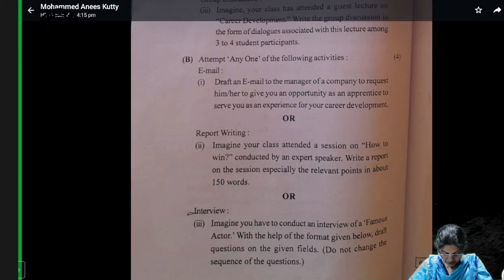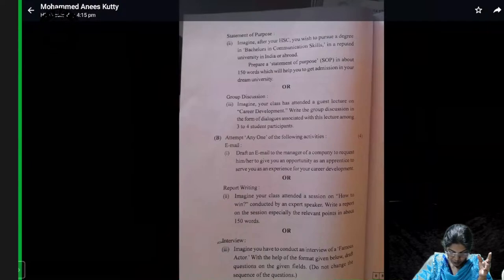They get so carried away with the first two lines, they do not read the remaining questions. They have very categorically said that you are conducting an interview of a famous actor. There is a format given to you, so please use the format, and they've also given you the sequence of the questions. Easy, all there. I'm sure a lot of students may have attempted this. Whoever was your hero, Shah Rukh Khan, Aamir Khan, whoever, you could have taken their interview.